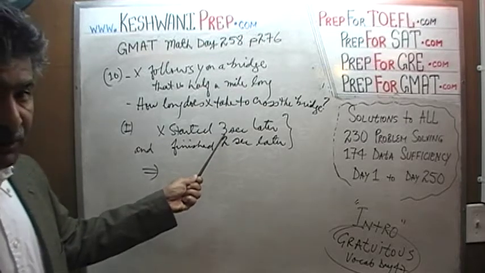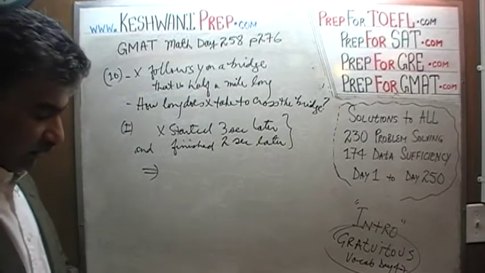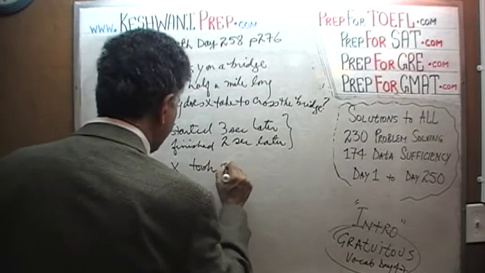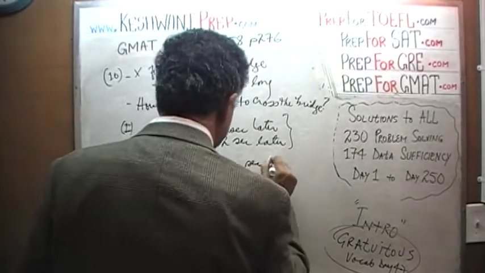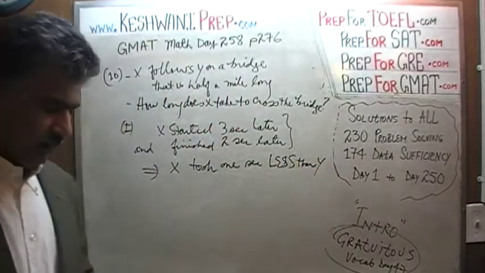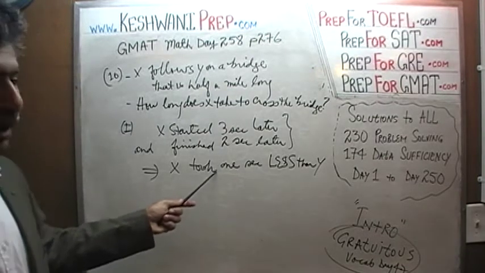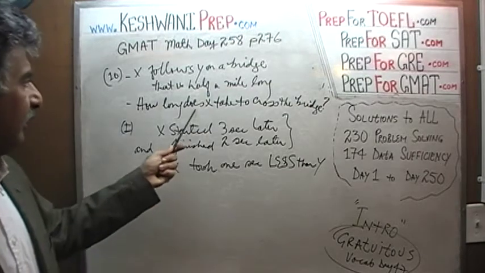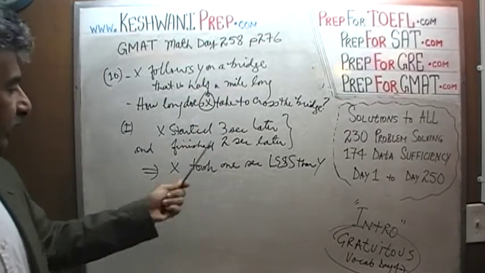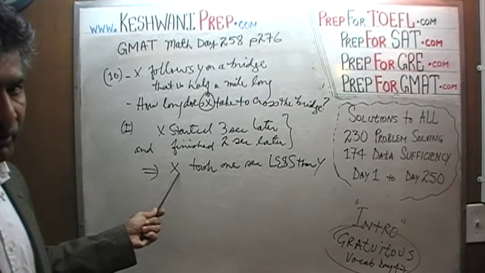The fact that he started 3 seconds later than the other guy but finished only 2 seconds later than the other guy tells us that x took 1 second less than y. But unless we know somehow how much x took, we cannot answer how long. Oh, actually, that is the question. How much does x take? All we know at this point is that x took 1 second less than y.